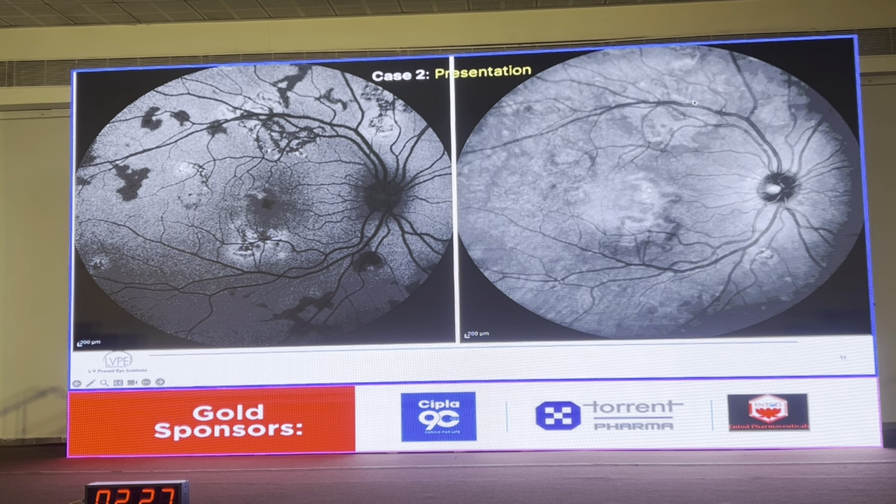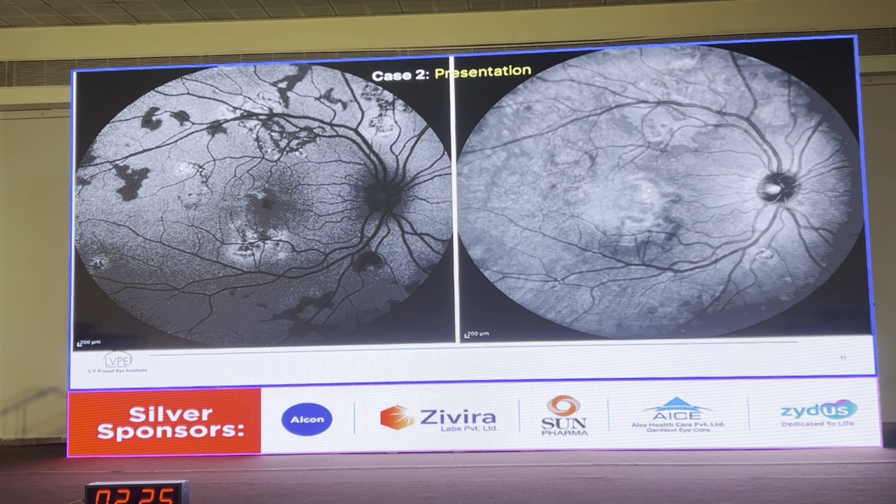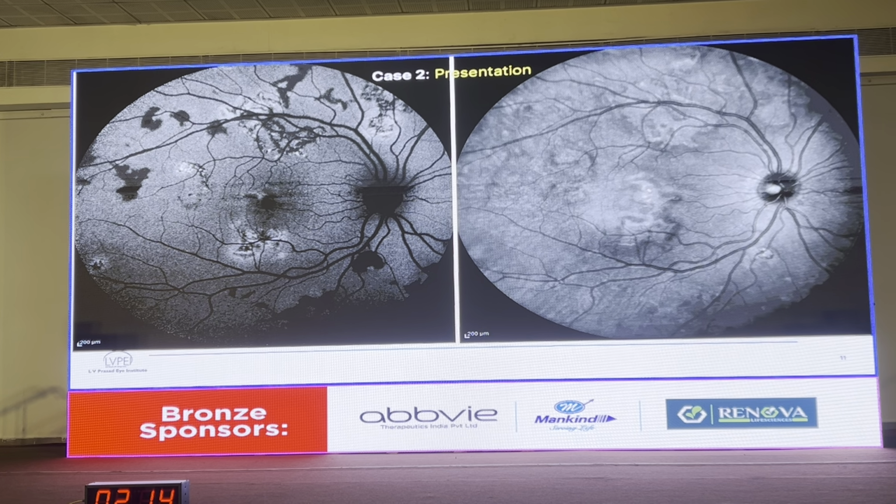Another case where we have the autofluorescence and the NIR image next to each other, and you see that the autofluorescence might make you feel that the fovea is uninvolved. All the lesions are away from the fovea, but when you look at the NIR image, you see how the lesion has gone very much into the fovea.